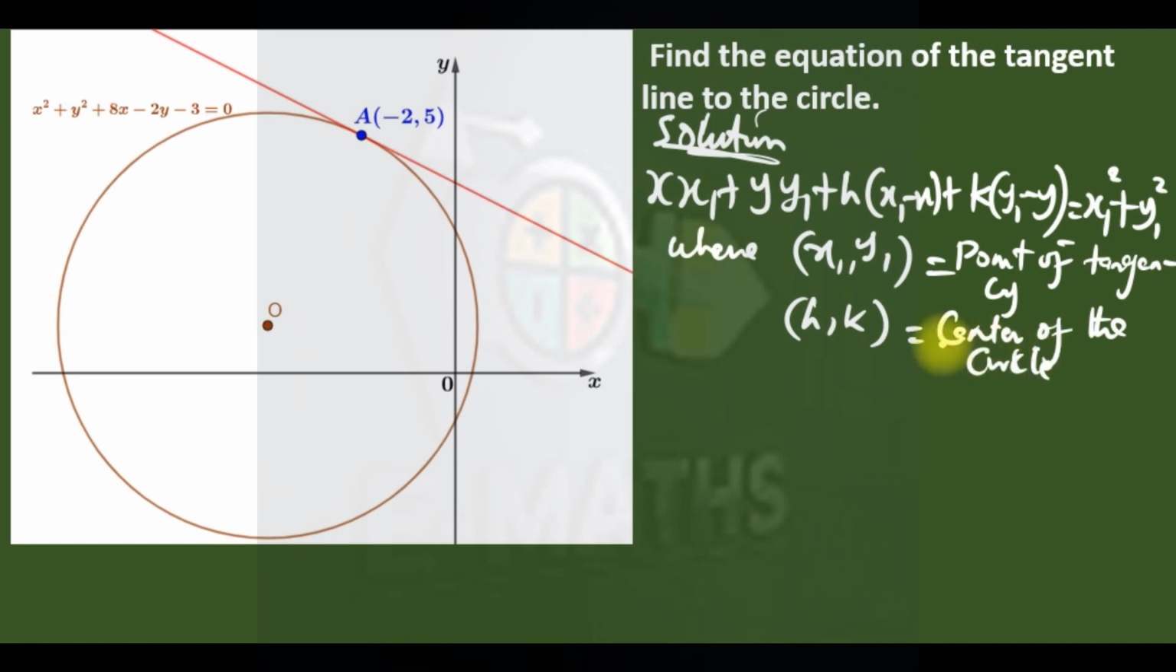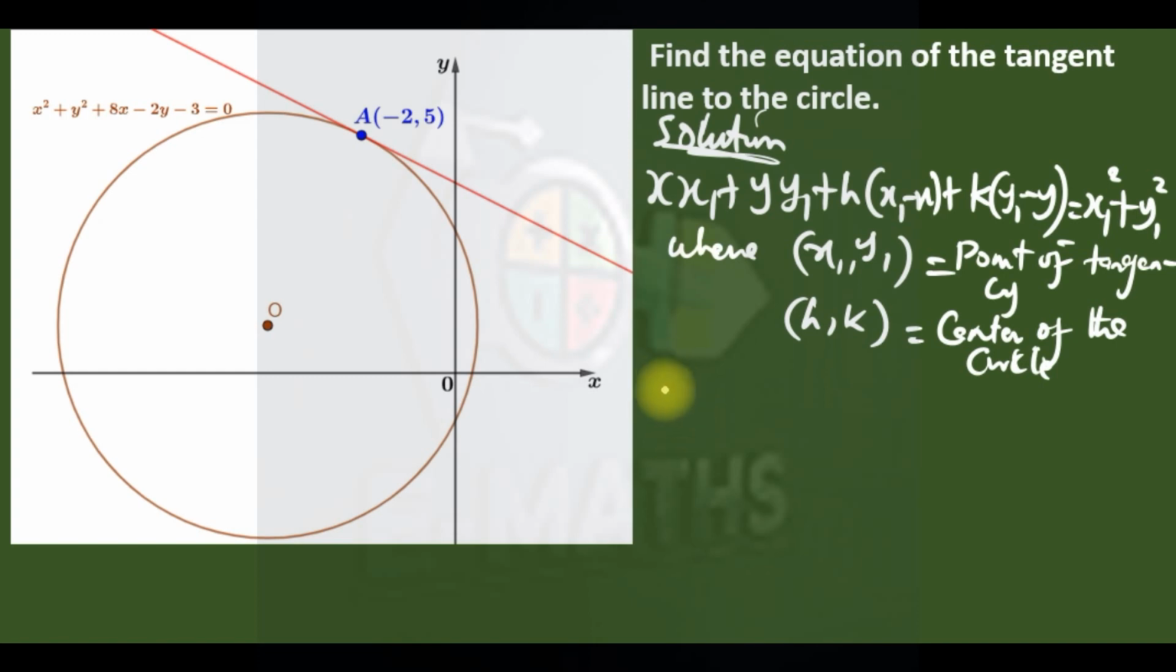So in this question we are given x1, y1 which is minus 2, 5, but we are not given the center of the circle. So our main aim is to find the center before we substitute the values. So we are looking for h, k, because the coordinate of the center of a circle is h, k.